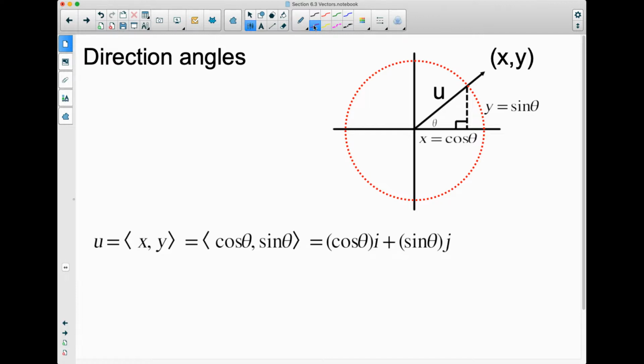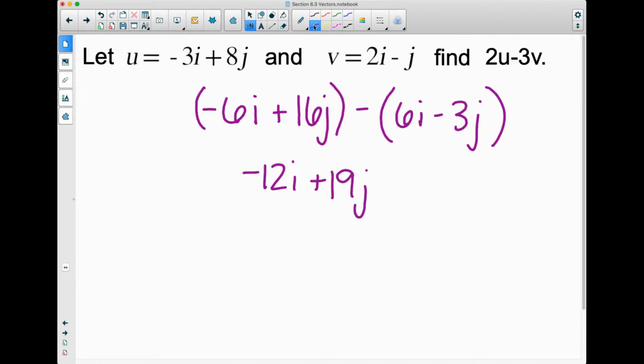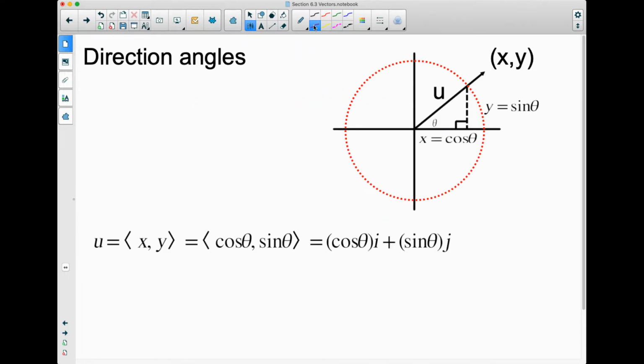Will you go back for a second? Did I add wrong? I think it's negative. Oh, never mind. It's totally possible that I could have added wrong.